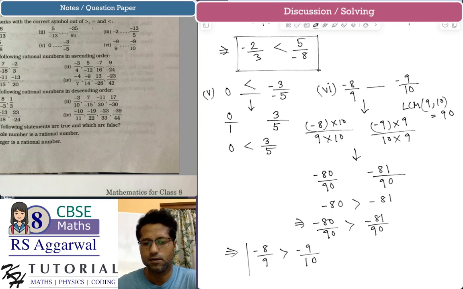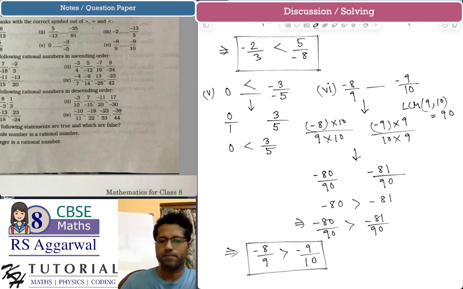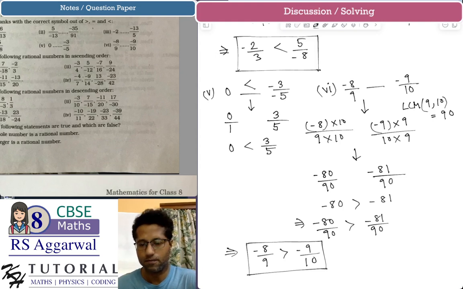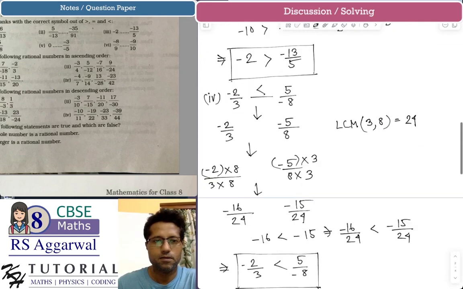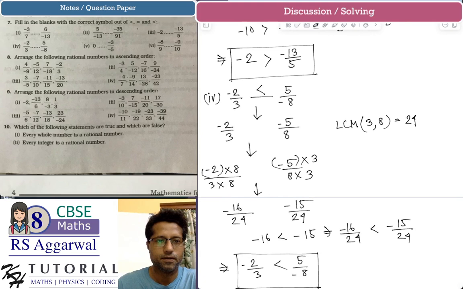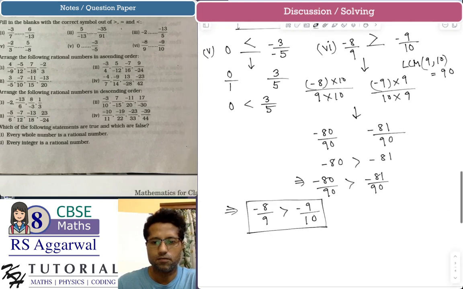So we get the relation between the two rational numbers. Minus 8 by 9 is greater than minus 9 by 10. So in the fill in the blanks, the operator will be greater than. So we completed question number 7. Let's do question number 8.